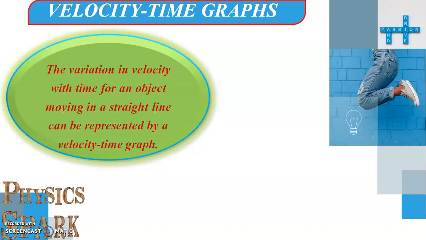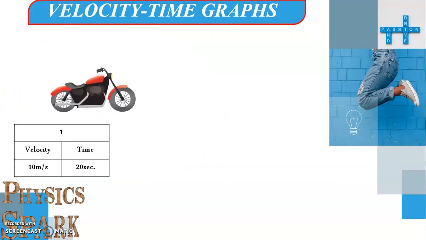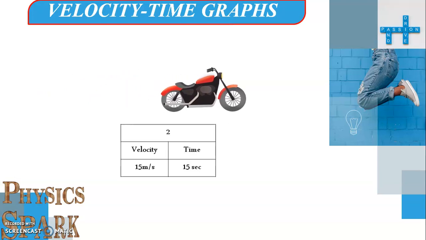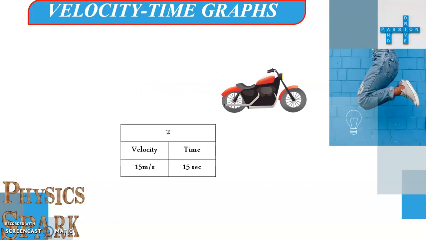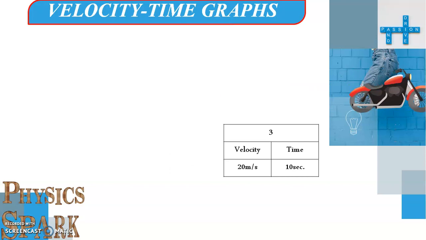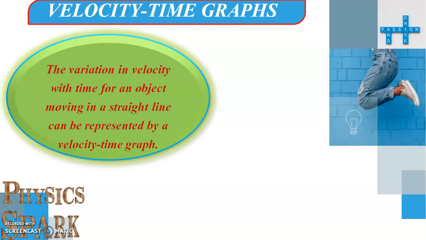The variation in velocity with time for an object moving in a straight line can be represented by a velocity time graph. Suppose an object is moving, and first its velocity is 10 meter per second for 20 seconds, then it moves with velocity 15 meter per second for 15 seconds. Finally, it moves with 20 meter per second for 10 seconds. That means the object is moving in a straight line, and the change in velocity with respect to time can be represented on the velocity time graph.